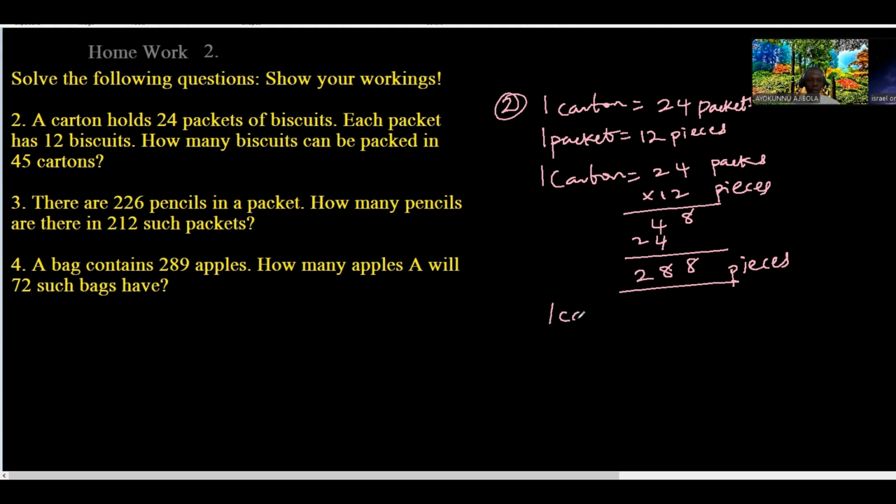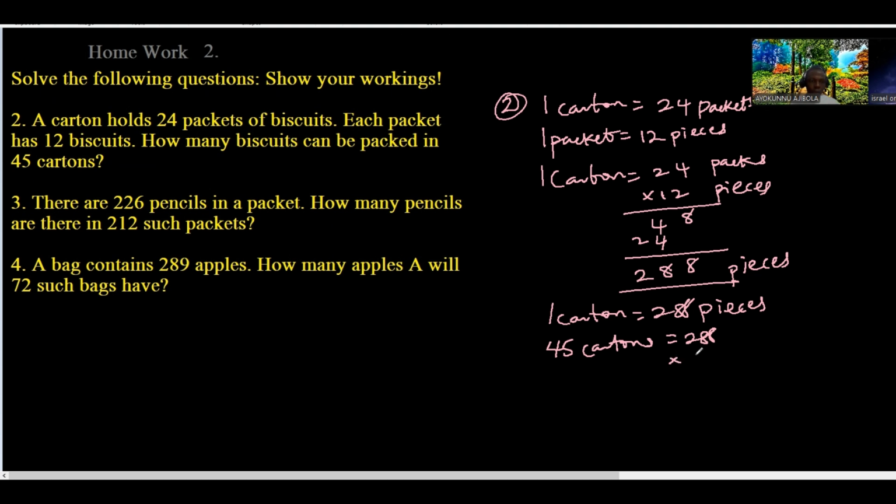So 1 carton, let me write that again. 1 carton equal to 288 pieces. And 2 cartons will be 288 times 2. 3 cartons will be 288 times 3. So we can say 45 cartons equal to 288 times 45 pieces.